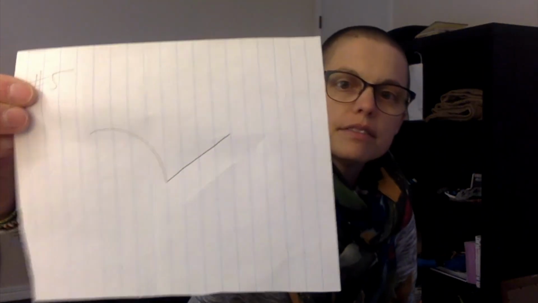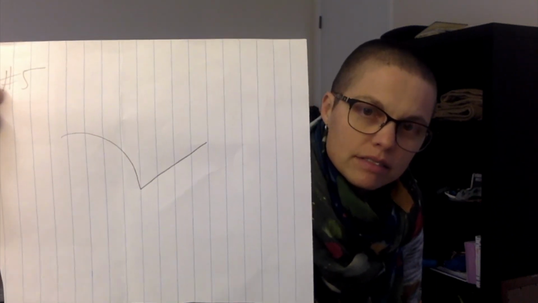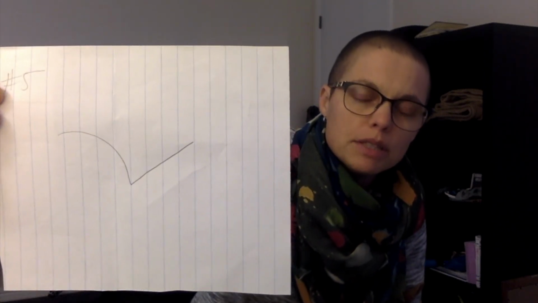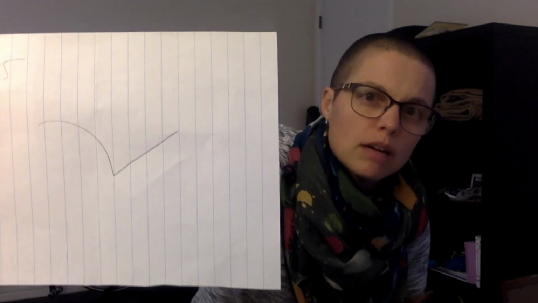Number 5. Last one. Draw a picture for this one. Here's the picture I do for number 5. It descends gently and then ascends more sharply. So we get this kind of stepping or scale type sound on the way down and then a skipping sound on the way up. And we'll talk more about those patterns in the future.